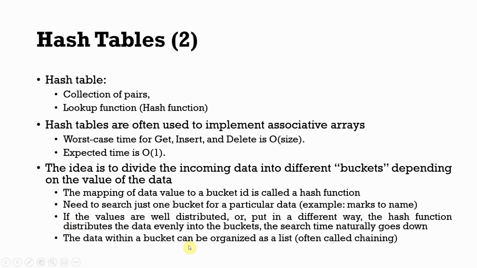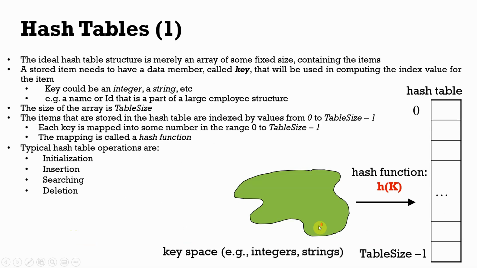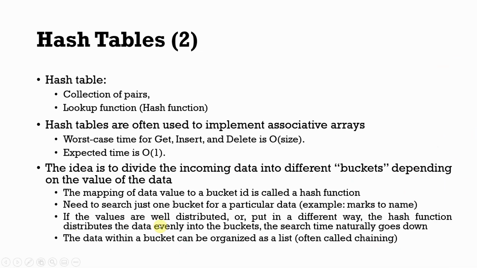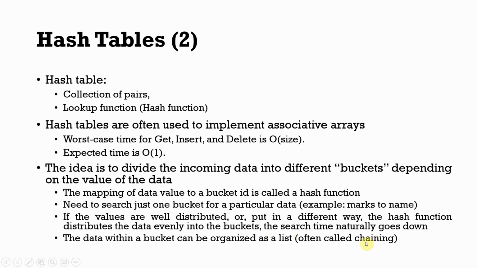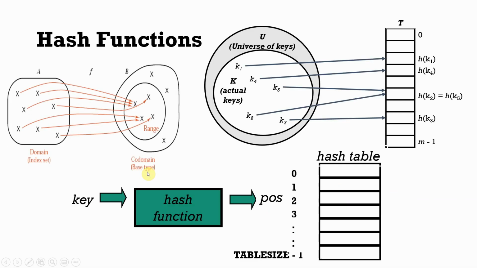The data within a bucket can be organized as a list, often called chaining. As mentioned, we can have the data stored in the elements of the hash table, or the data within a bucket can be the head pointers to different linked lists, right? That's called single chaining. We'll see that later in this presentation.